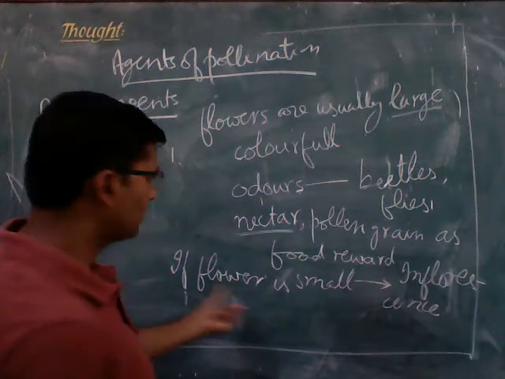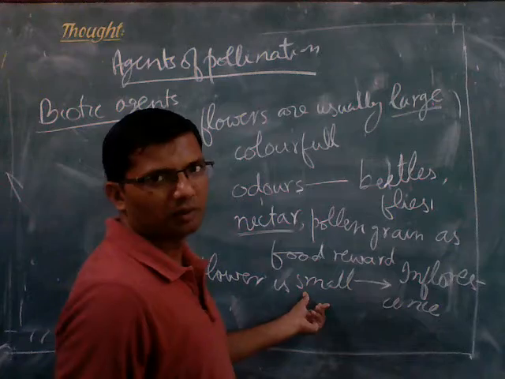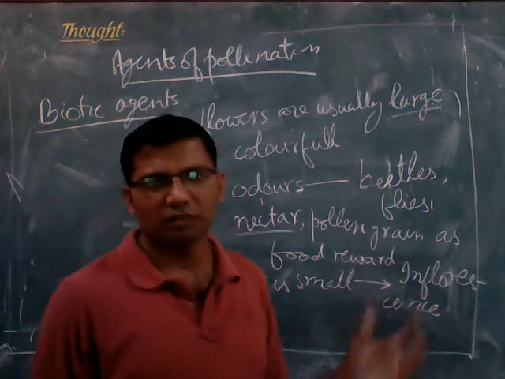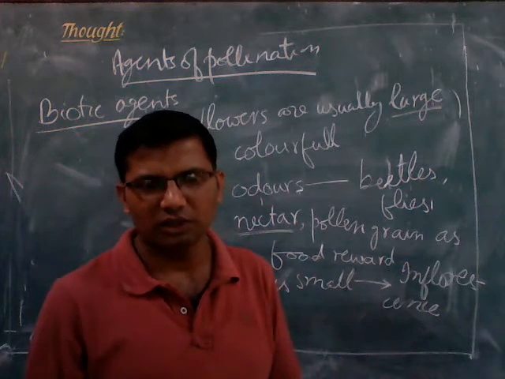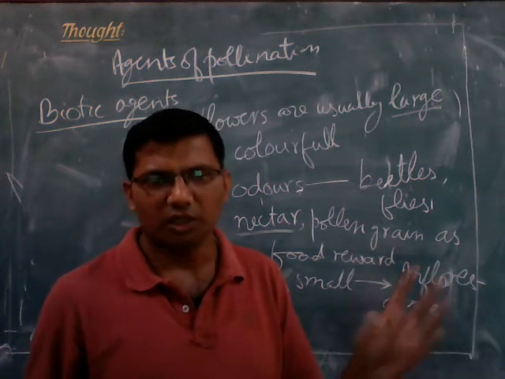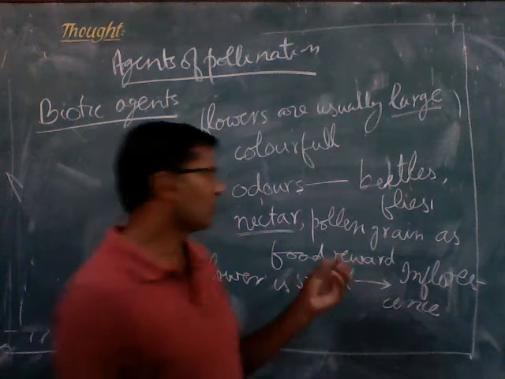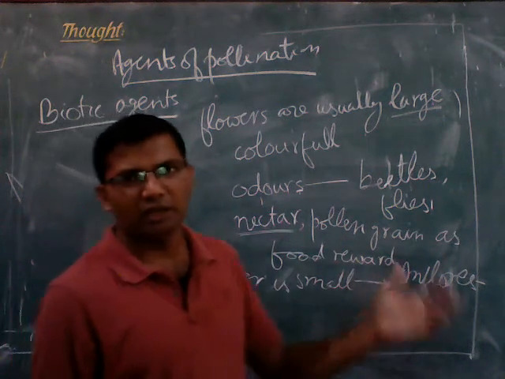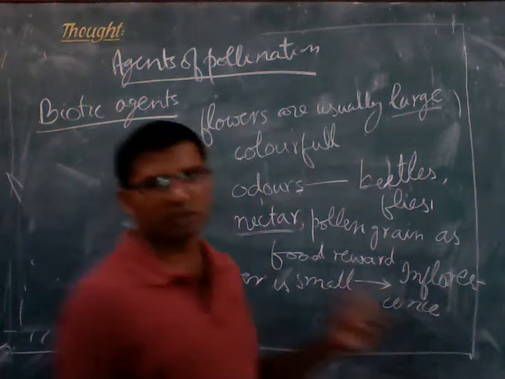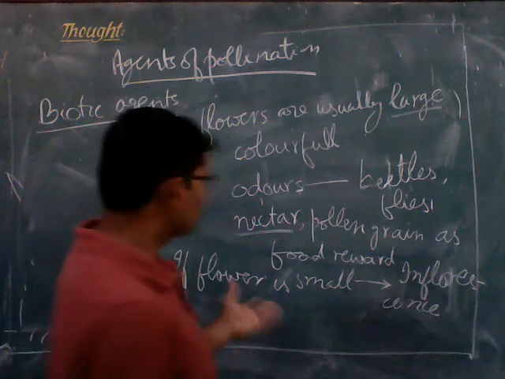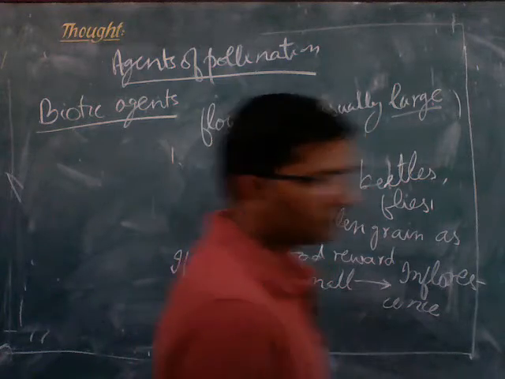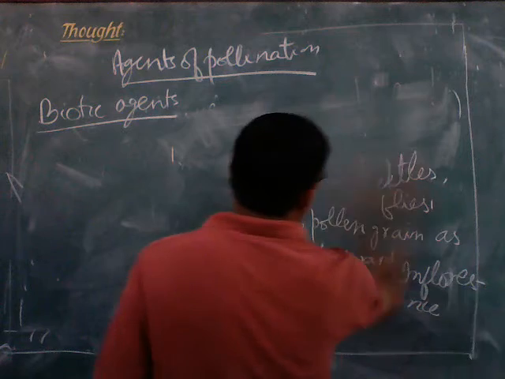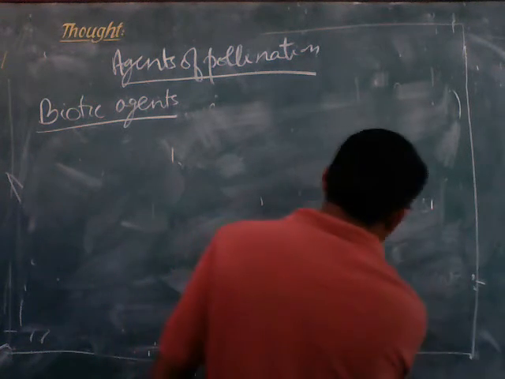So if the flower is very small, the butterfly may not see it or may not get attracted towards it, but if so many flowers are clustered together, it will be easily noticeable, and whether it is odour or nectar, it will be abundantly available and will attract these guests for the pollination. Right? So these are the features of the flower. Now let us see certain examples.